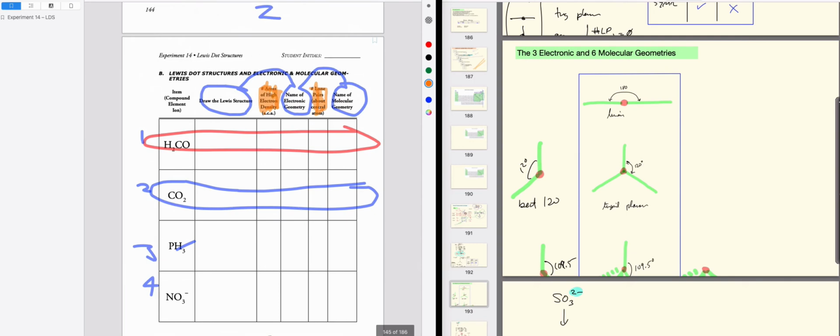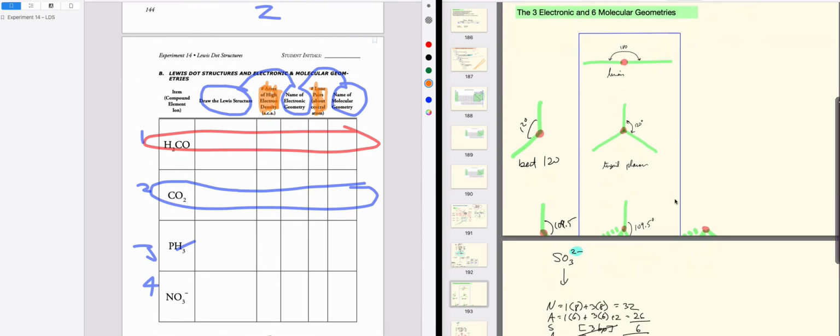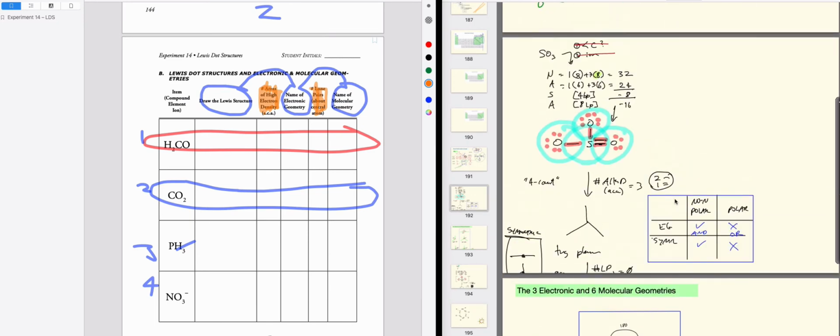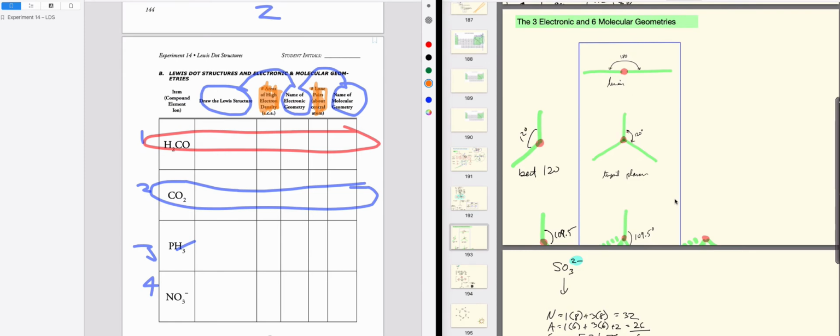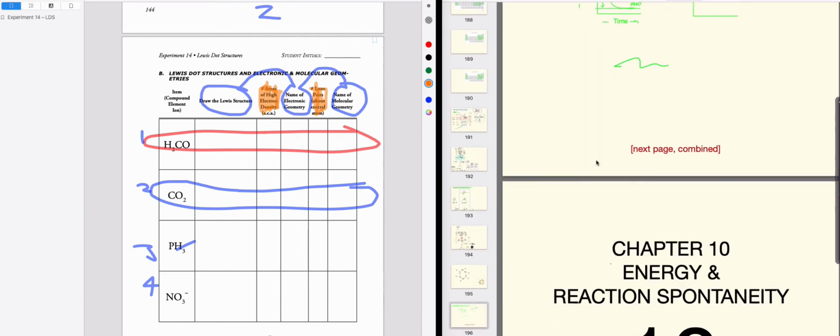Electron pairs. First thing you need to know is count the areas of high electron density. So what is, pray tell, an area of high electron density? An area of high electron density is any single bond or double bond or triple bond or lone pair. So you need to know that. What is an area of high electron density?